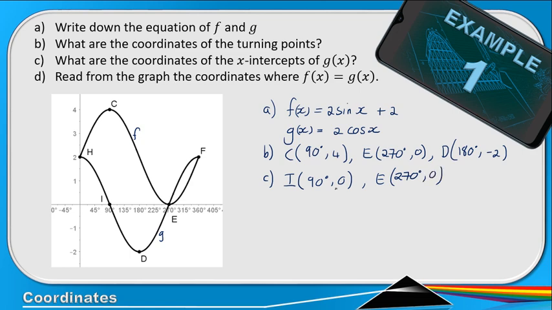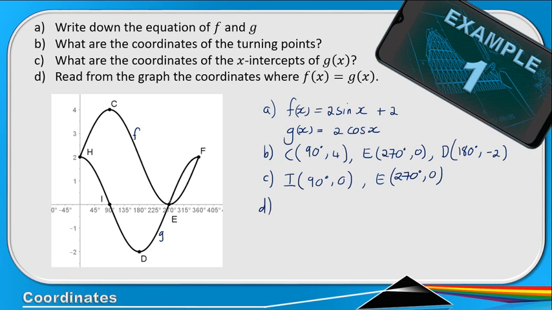and 0. And then D, it says read from the graph the coordinates where f of x is equal to g of x. So what this means is, at what point or points are they equal to each other? So we can see that here at H, they cut each other, they intersect each other, and then the one shoots up and the other one down.